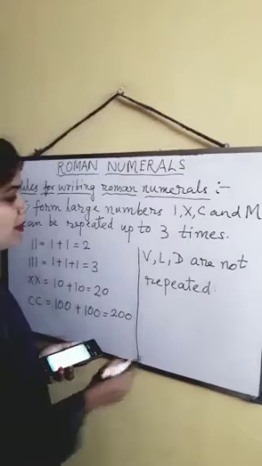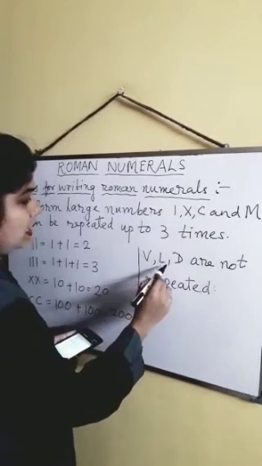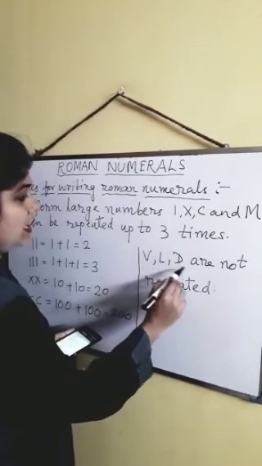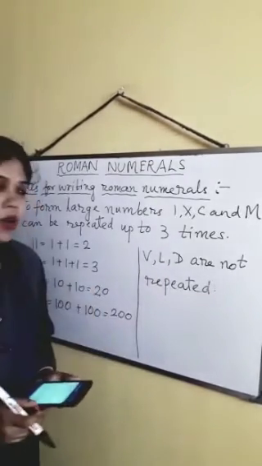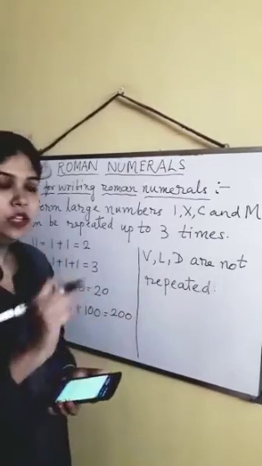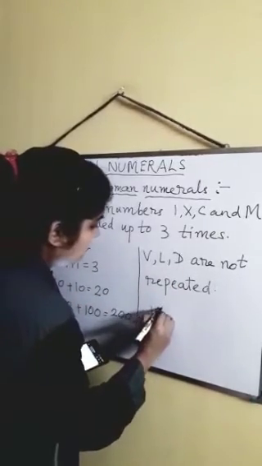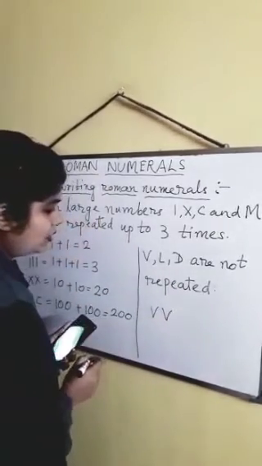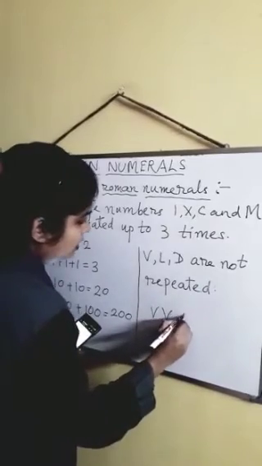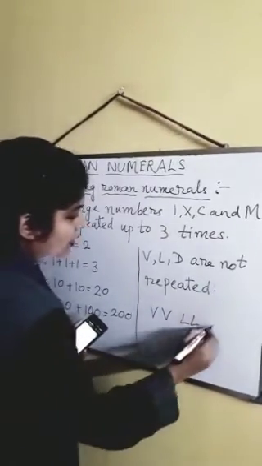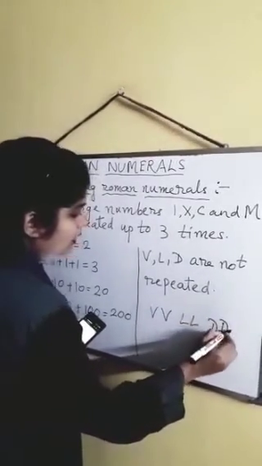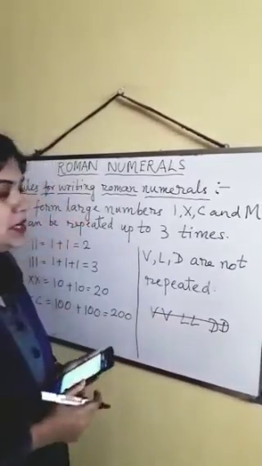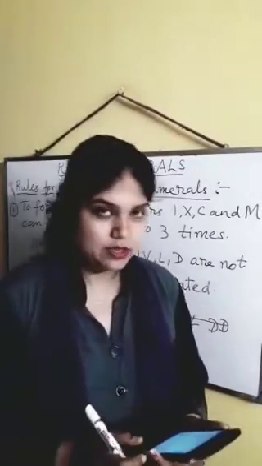You have to remember that V, L, D are not repeated. You cannot repeat these alphabets 2 times. You cannot write VV like this. Or you cannot write LL or DD. No, you cannot write like this. These numbers will not be repeated. Okay?